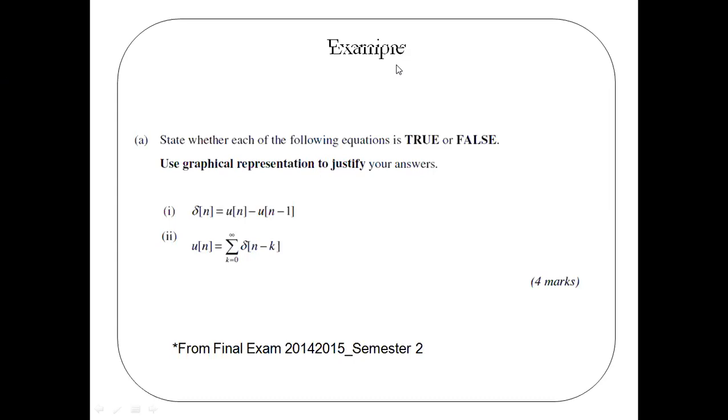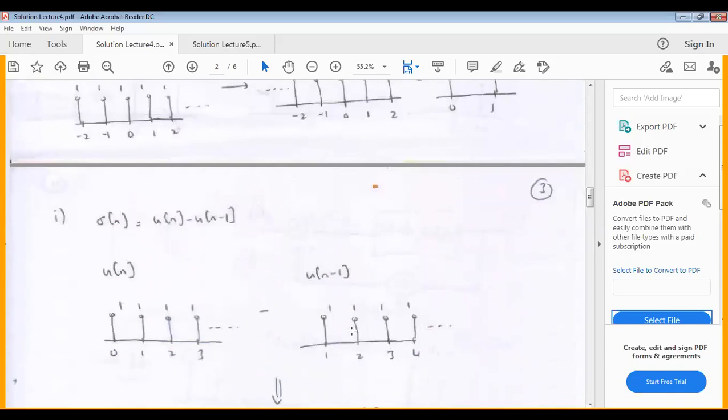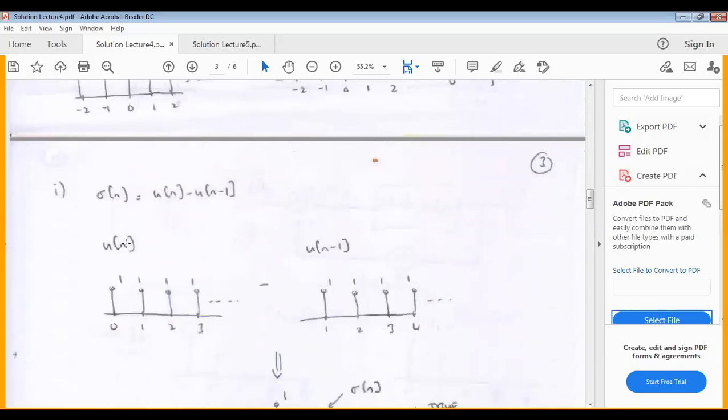This is the case, where we have delta[n], and we need to prove whether delta[n] equals u[n] minus u[n-1]. Basically, we know that u[n] is the signal which looks like this, from 0 up to positive infinity. The rest is 0, for n less than 0. While for u[n-1], it is shifted by 1 unit to the right. So we have this amplitude for u[n-1].